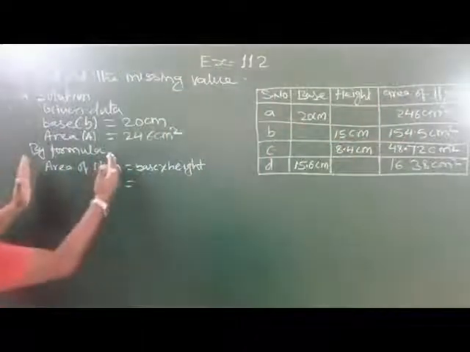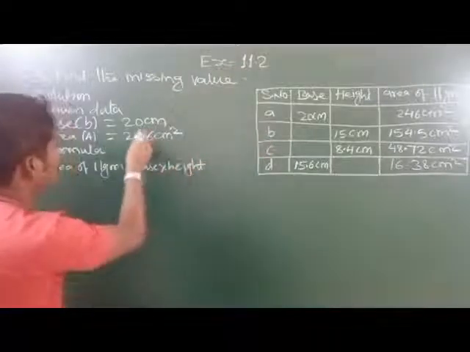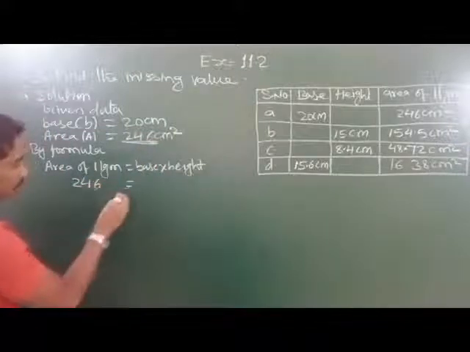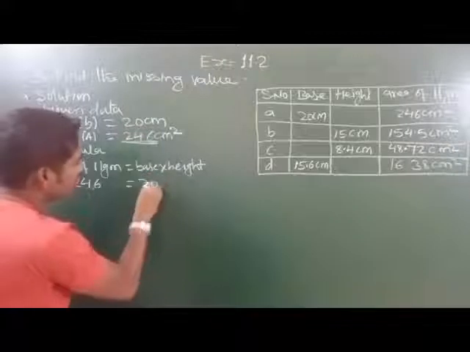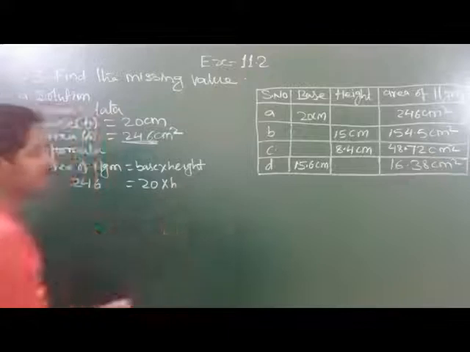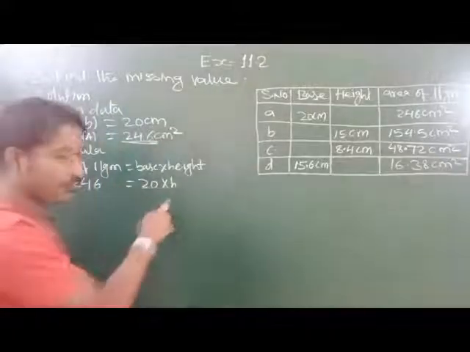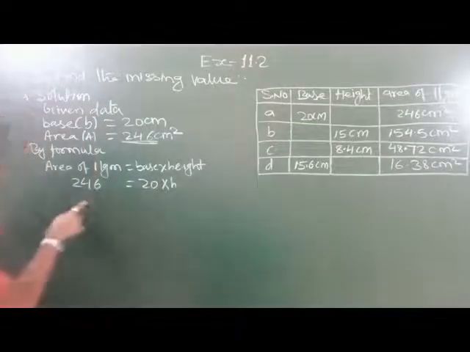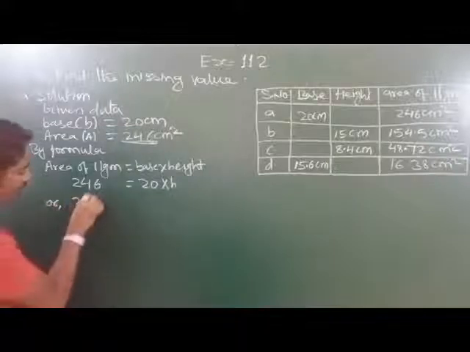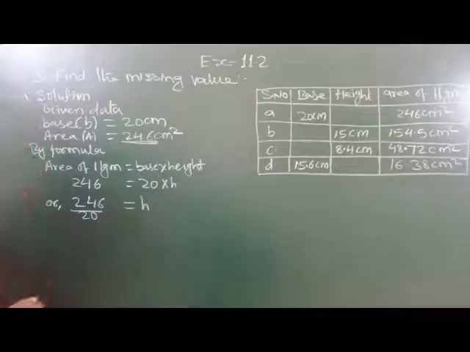So instead of writing area of parallelogram, we will write the given value, that is 246, and base is given 20. So instead of writing base, we will write 20, and height we have to find, so let it be h only. Now if you calculate height from here, a simple equation, students, this 20 will come down to the denominator. So here we will write 246 divided by 20 is equal to height, that is h.